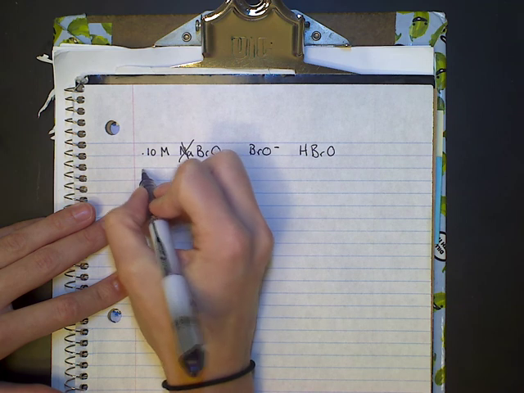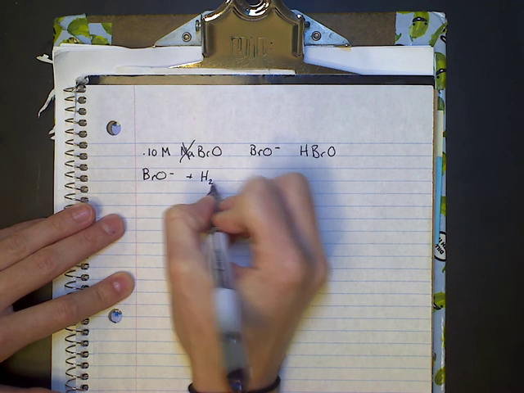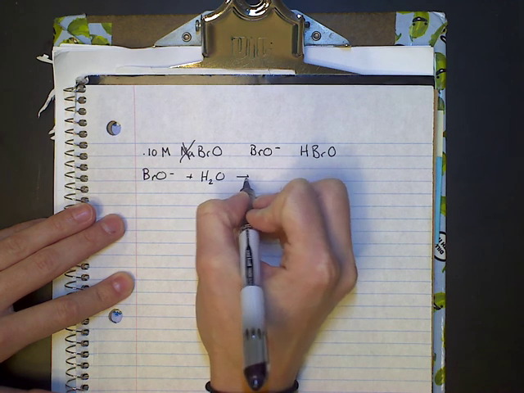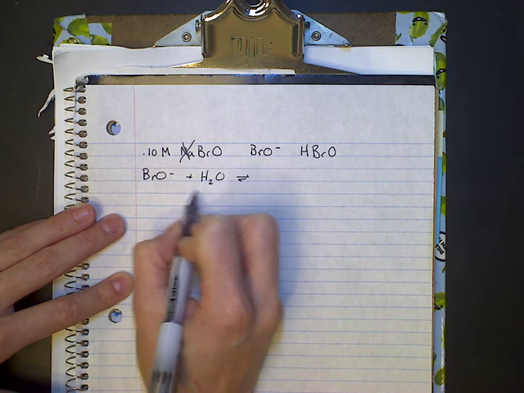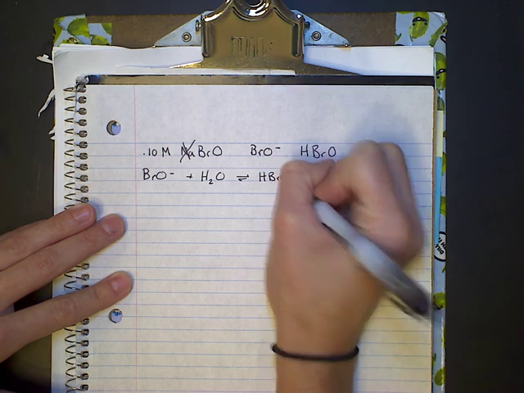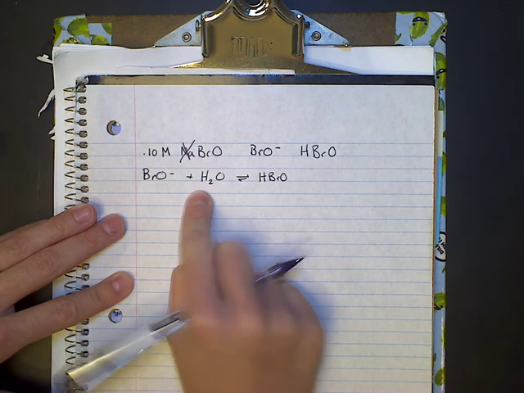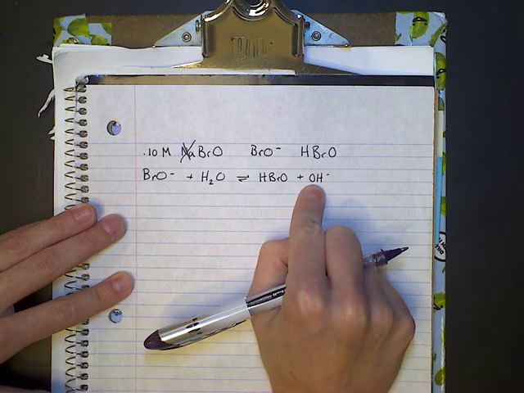So the reaction would be BrO- reacts with water, just like other bases do, in equilibrium. What this is going to do, that negative charge tells us it's going to take an H from the water. So once it takes an H from the water, it's going to be HBrO. And then what's left of the water is going to be OH-, basically water minus an H.